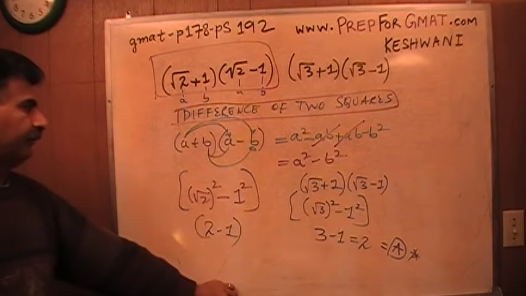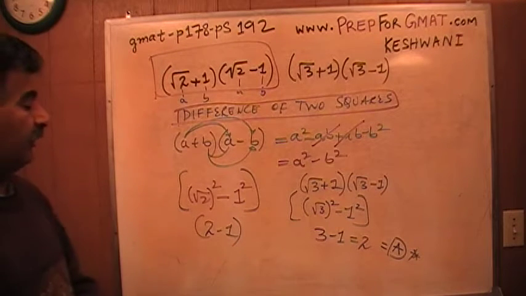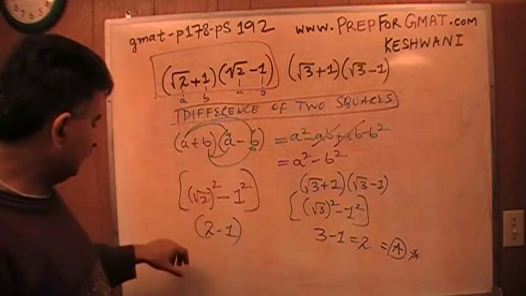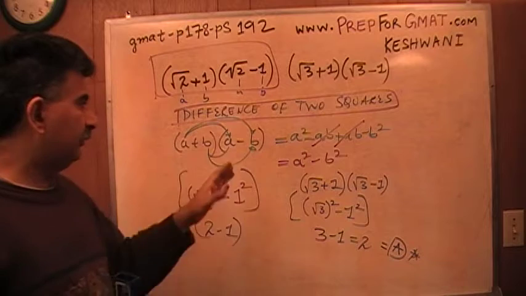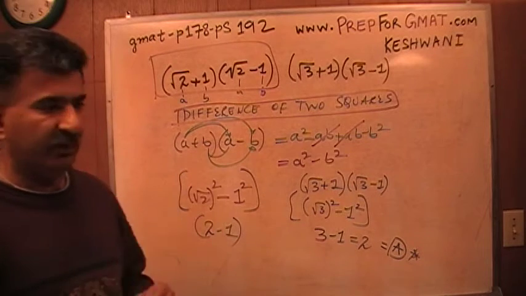Now let me ask you this thing. Let's suppose that you do not remember this formula during the exam. Well, let's suppose you did not know this formula, the difference of two squares. What would you do then? The answer is very simple. If you don't remember the formula, just do it out. It only takes a few extra seconds.